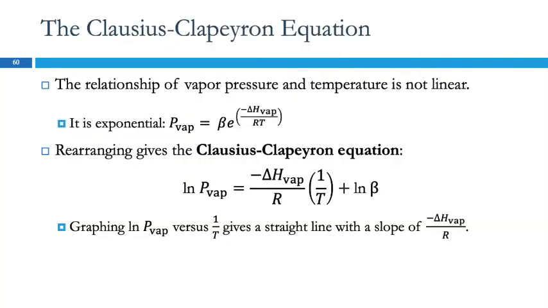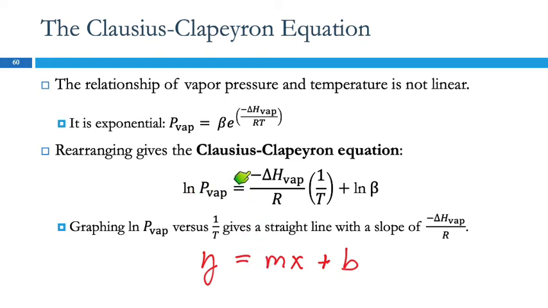It's exponential. And this is the equation for it. We can rearrange that equation into a linear form, and that's known as the Clausius-Clapeyron equation, so named after two scientists. And we're not going to go into the details of that. But using this equation, this is in the form of a line, y equals mx plus b. So here we have y, the natural log of the vapor pressure.